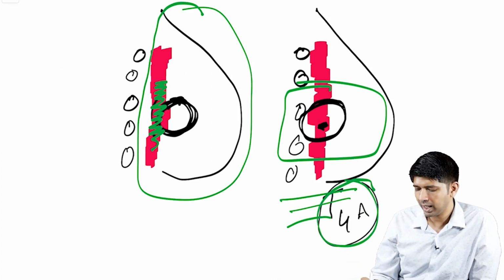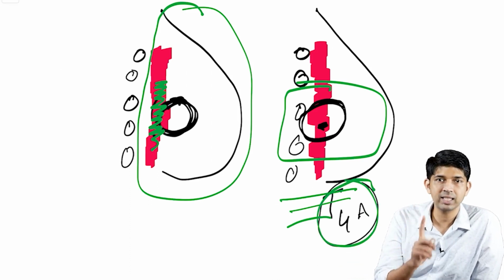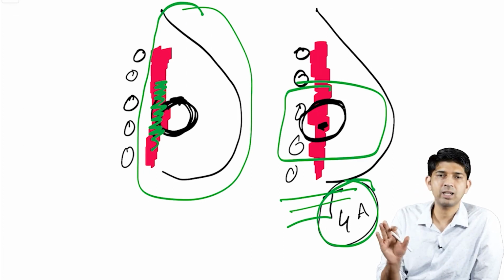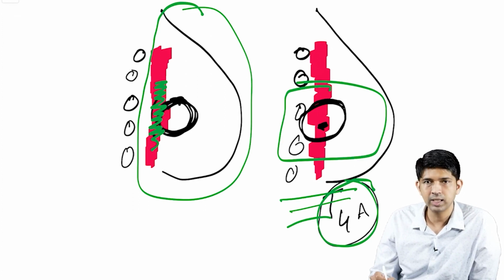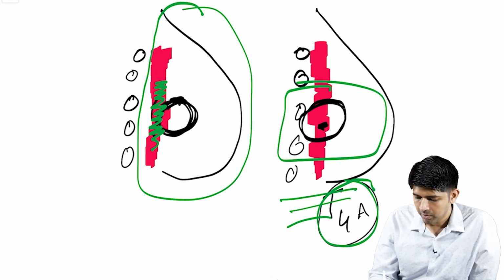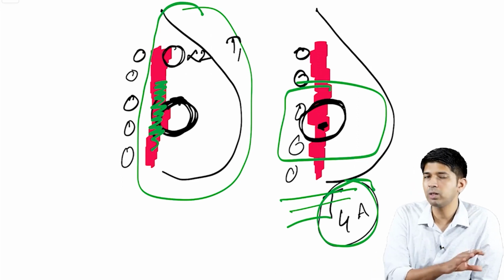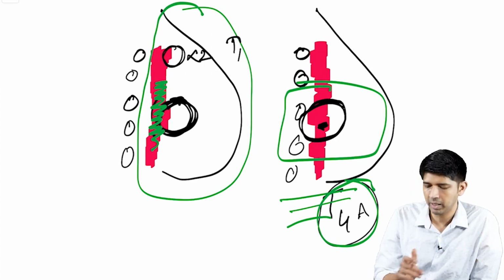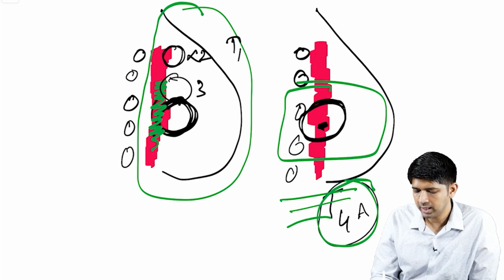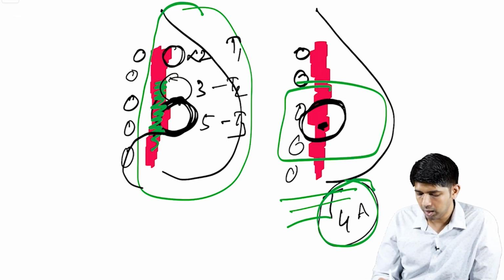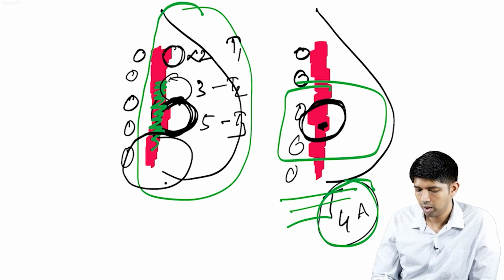So T4A means it has to infiltrate the chest wall. If it infiltrates the pectoralis major, it doesn't classify under T4A, it only depends on the size. If it's a small tumor, if it is less than 2 centimeters, you still call it T1, even though it's infiltrating the pectoralis major. If it is 3 centimeters, you call it T2. If it is 5 centimeters, you call it T3. Simple. Only if it goes beyond, that it involves the chest wall, you call it T4A.